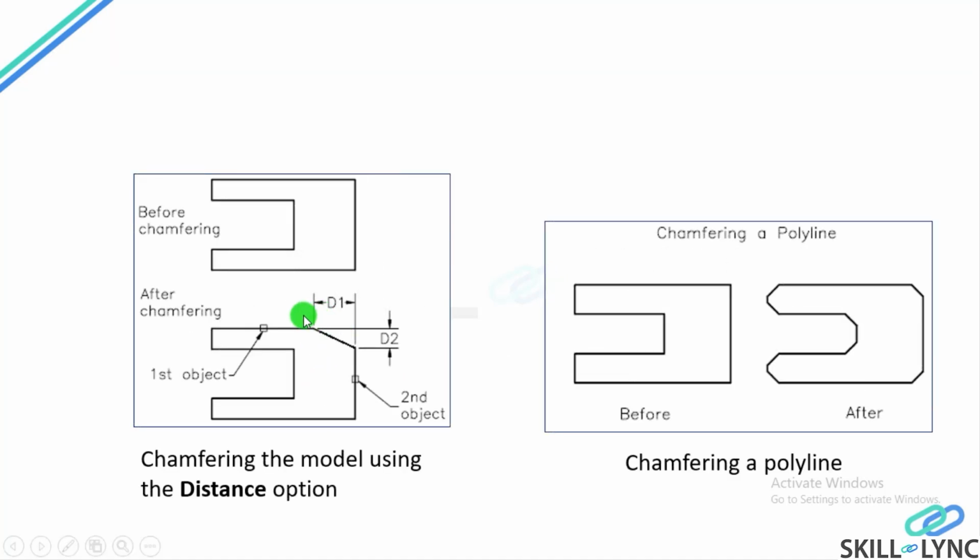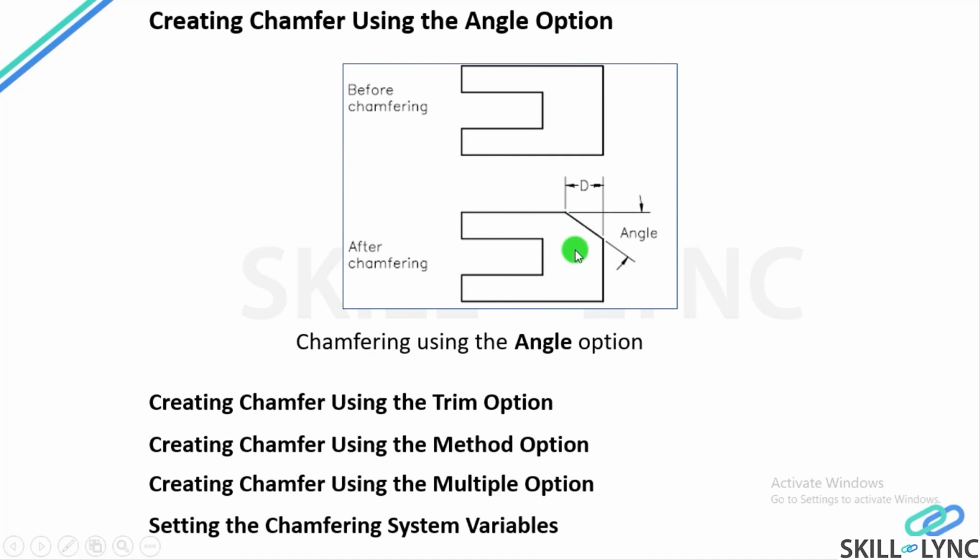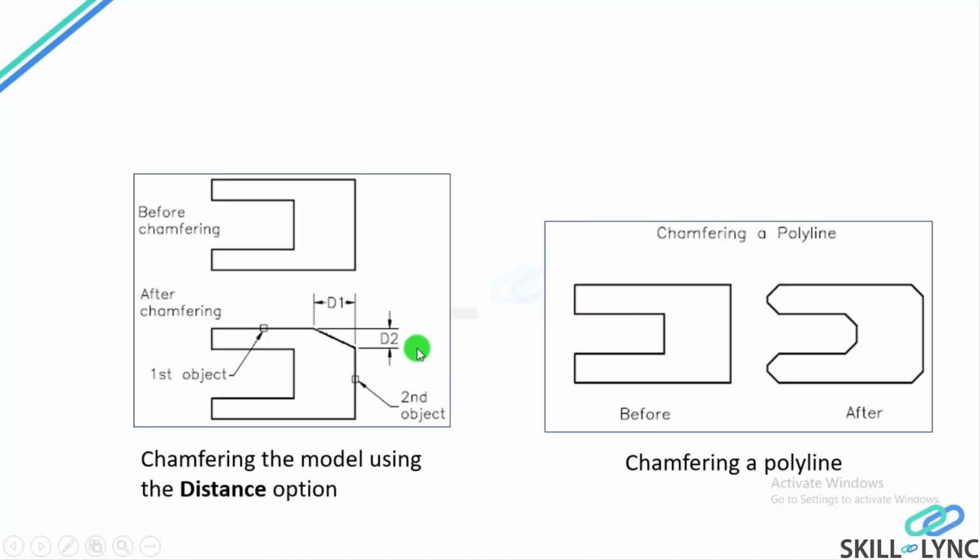So you can see that you have two lines, and for the chamfer you have to give distance 1 and distance 2. The line is chamfered. Similarly, there's a polyline option over here, so we can discuss how it works. It has two modes. Either you can give the chamfering distances D1 and D2.